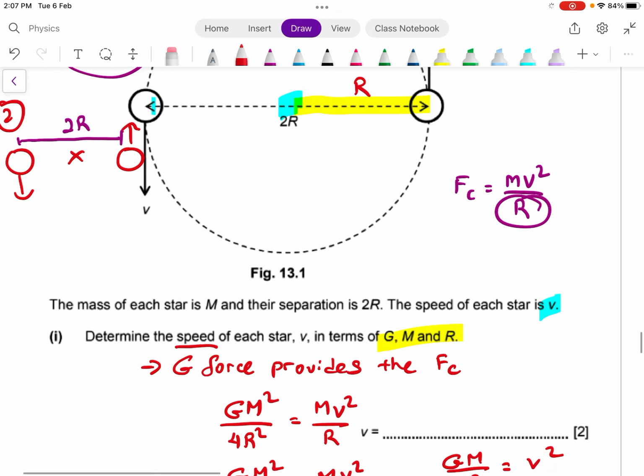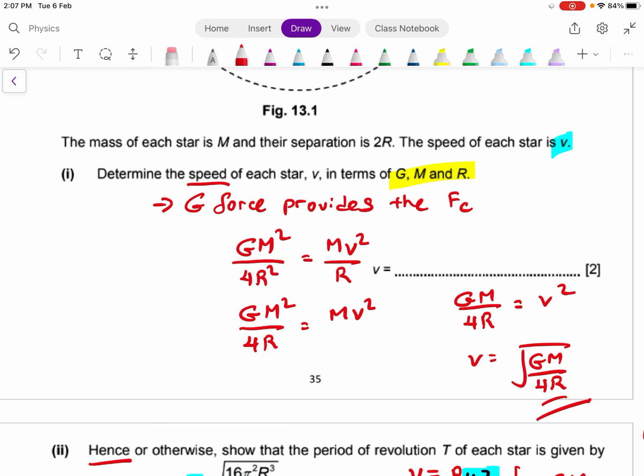With this, I can manipulate. GMM is GM squared over 4R squared, equal to mv squared over R. Next, I get rid of the R on the left and right hand sides: GM squared over 4R, times R on both sides, gives mv squared. I need to cancel the m, so v is the square root of GM over 4R. So the answer for the first part is the square root of GM over 4R.